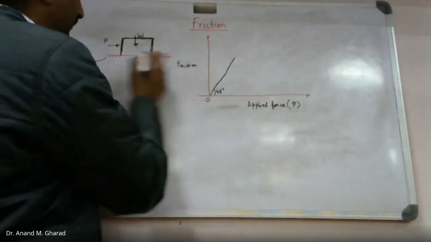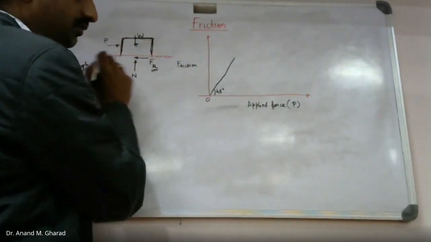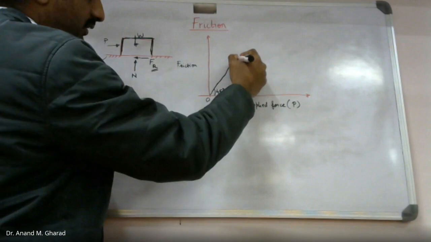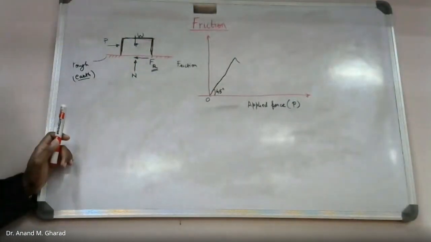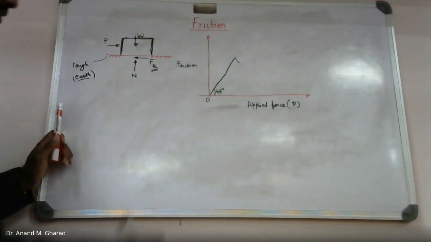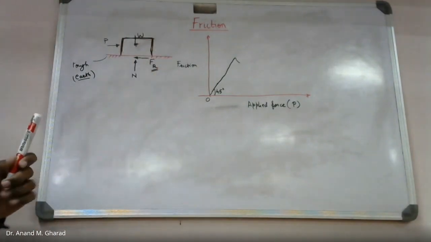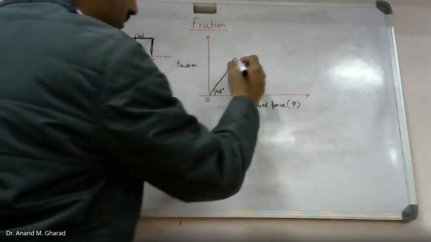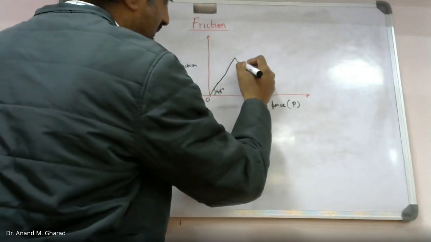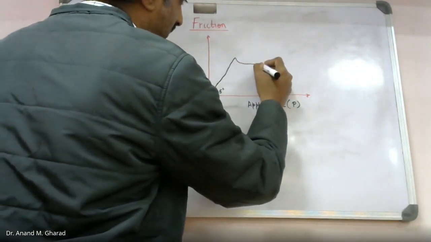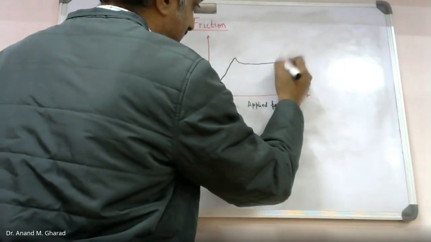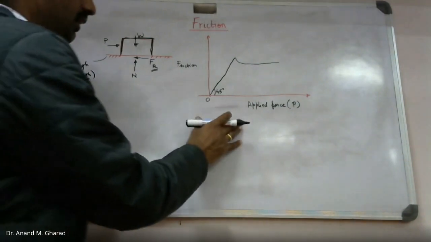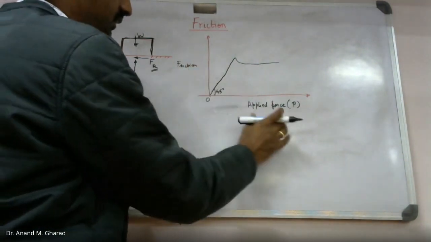after which, with a further increase in the applied force, there is a sudden decrease in the frictional resistance. And after this, with a further increase in the applied force, the frictional resistance remains the same like this. So this is a typical plot between friction and the applied force.